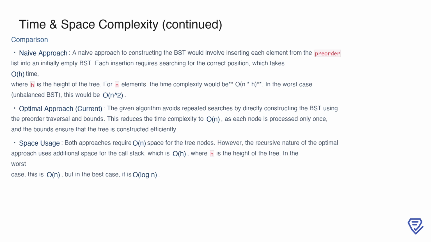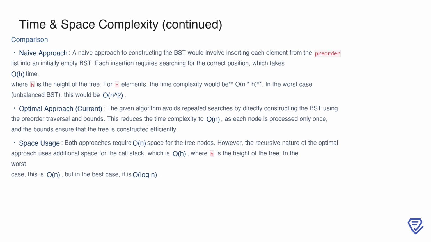When we compare different approaches to constructing the BST, the naive approach involves inserting each element from the preorder list into an initially empty tree. Each insertion requires a search for the correct position, which takes O(h) time, where h is the height of the tree. For n elements, this results in a time complexity of O(n*h). In the worst case, where the tree is completely unbalanced, this becomes O(n²).